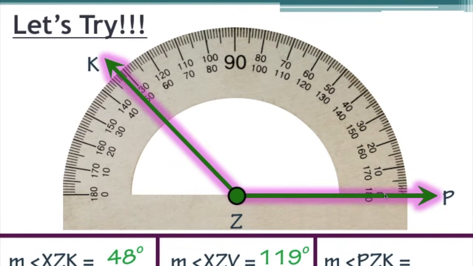Well, here we use the outside numbers because our start ray here goes through this 0. So we're going to use the outside numbers. So we'll go from 0 to 10, 20, all the way across the outside numbers. So we got to 130, then the next one is 131, and the line is on 132. So the measure of angle PZK is 132 degrees.